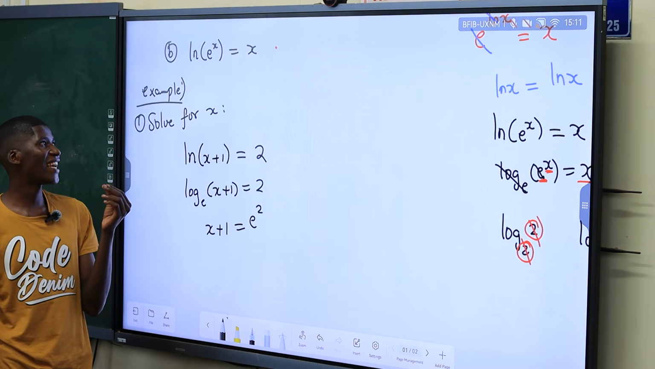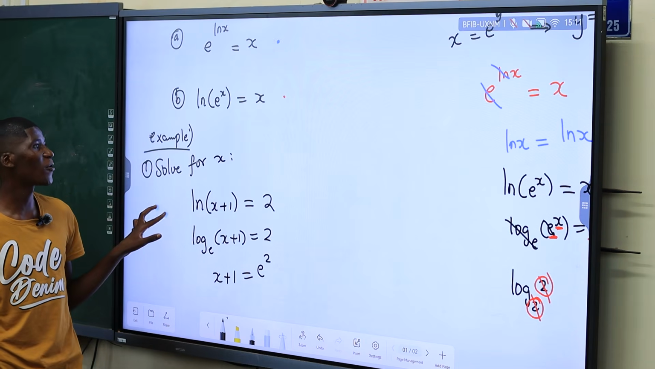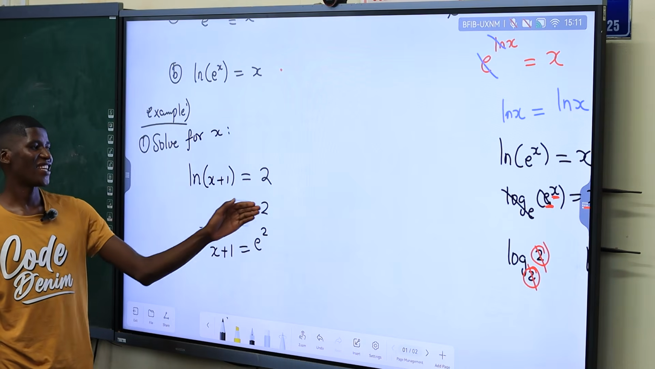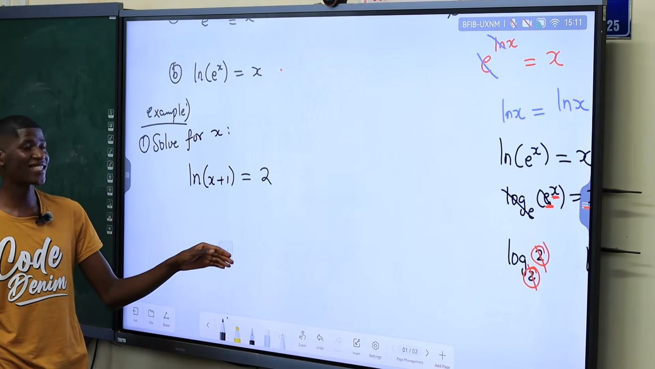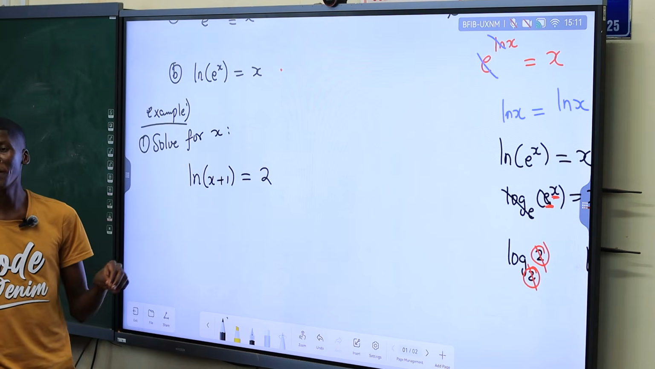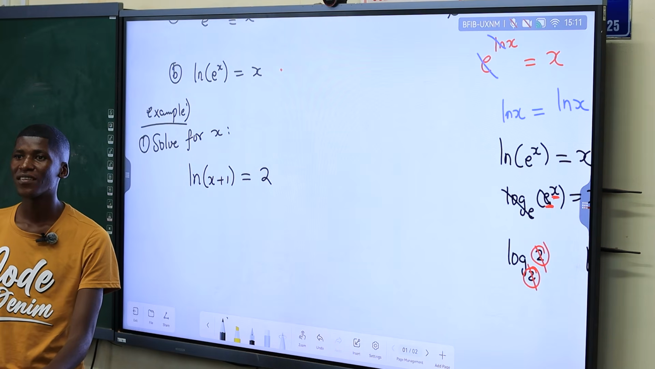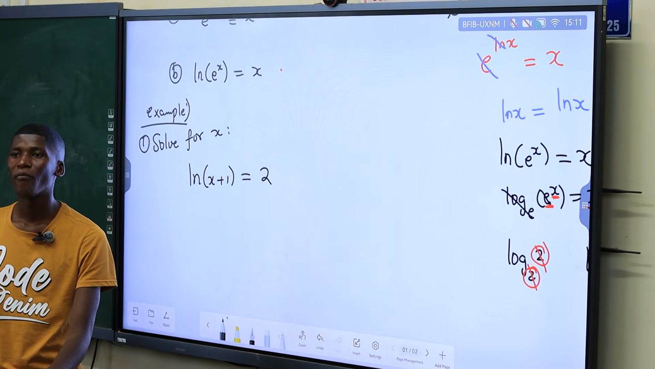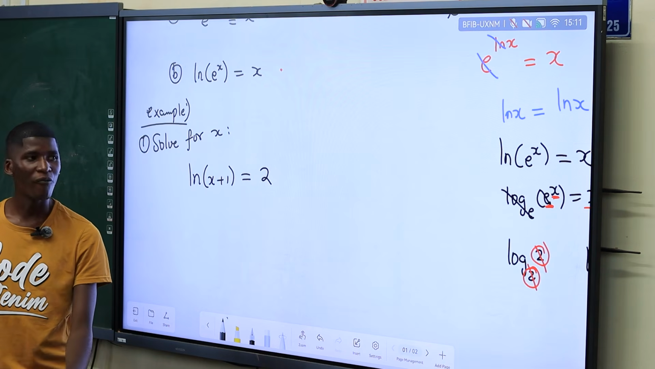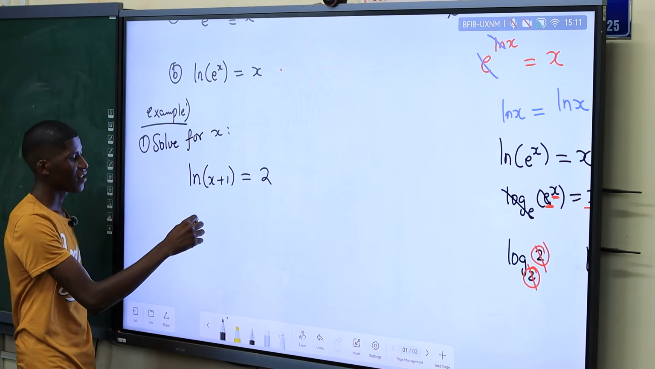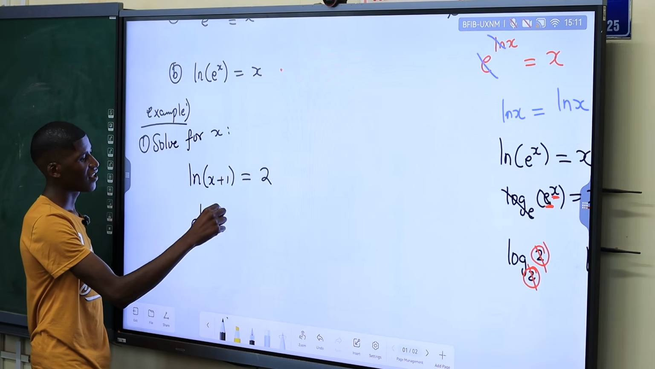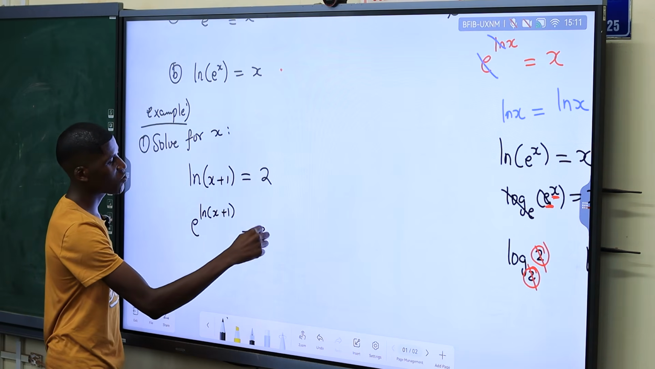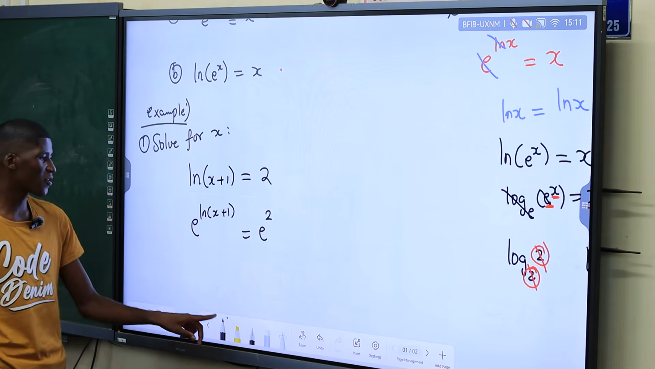It's correct, but I want you to try to use these laws rather. Use the logarithmic laws. That's the extra instruction there. Yes, you do e to the power of ln on both sides.